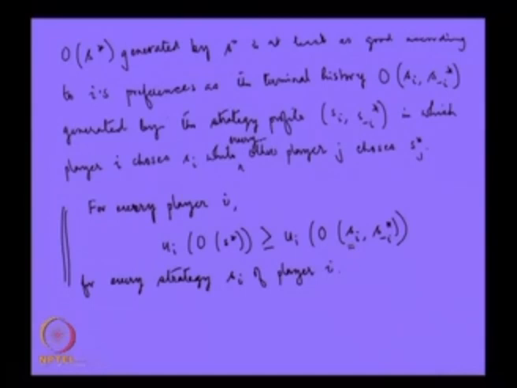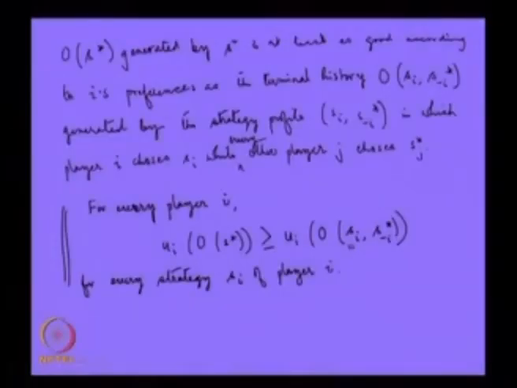So if other players are sticking to their star strategies or equilibrium strategies, and any player deviates, then the payoff of that player cannot be more. It can be either equal or worse, it can be less. So this is the idea of Nash equilibrium that we have in extensive games.